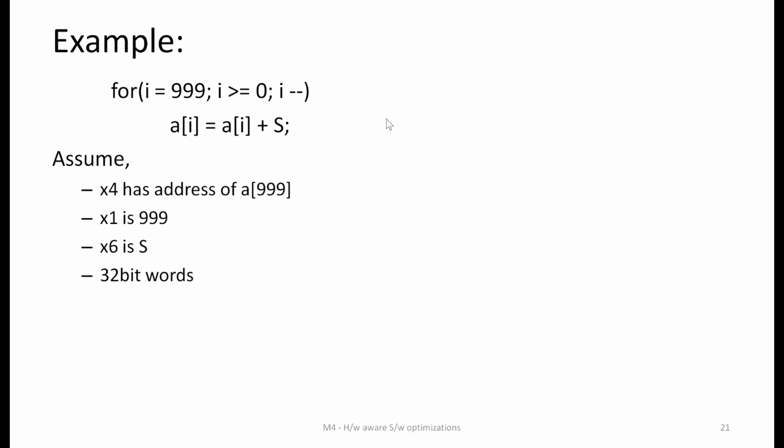with an example. So let's consider a simple for loop which will iterate 1000 times. All it does is take an element of an array, add a scalar to it and write it back to the same element. And let's assume that the address of the last element of the array is available in x4 register. X1 has the value 999, which is the starting value, and x6 has the value of the scalar. And let's assume that the word size is 32 bits or 4 bytes.